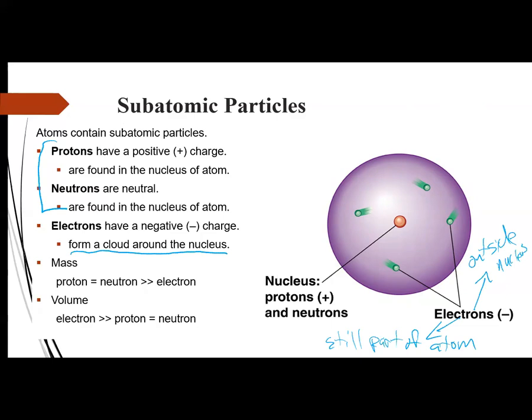So the volume that the electrons take up is a lot higher than that of the protons and the neutrons, but the mass of the protons and the neutrons is a lot higher than that of the electron.